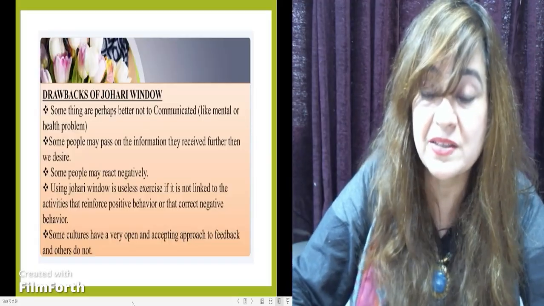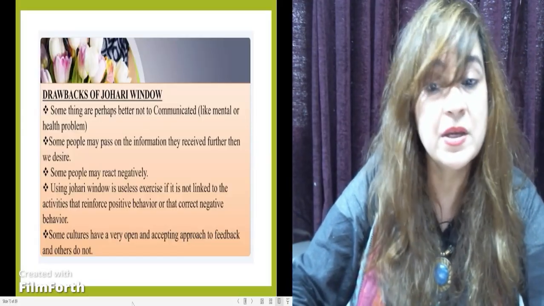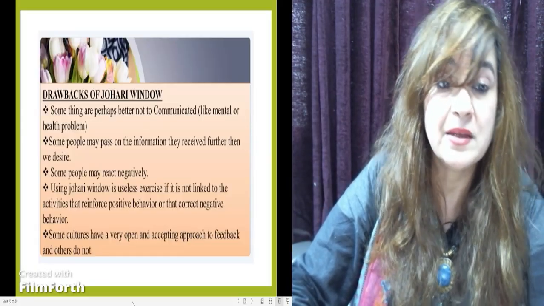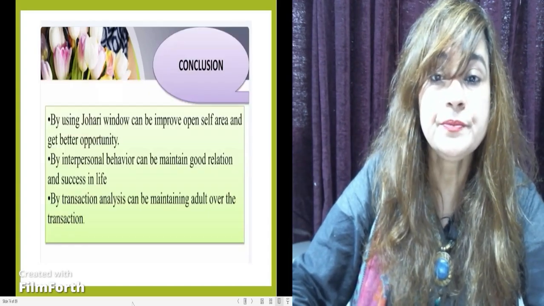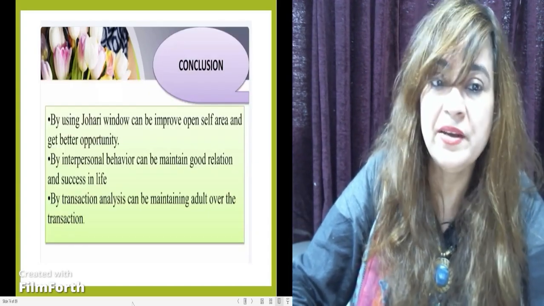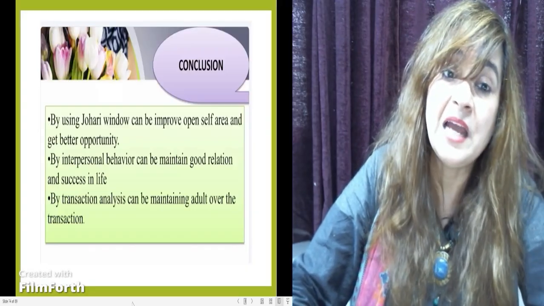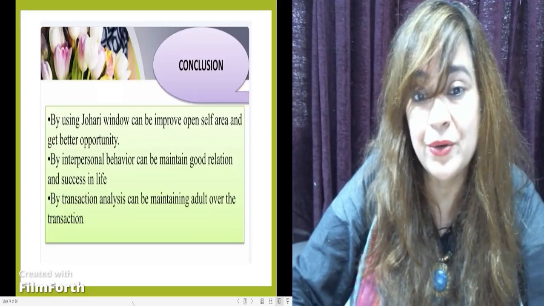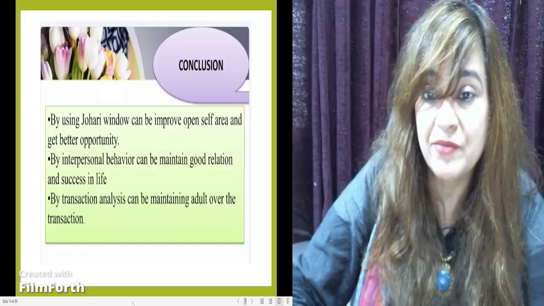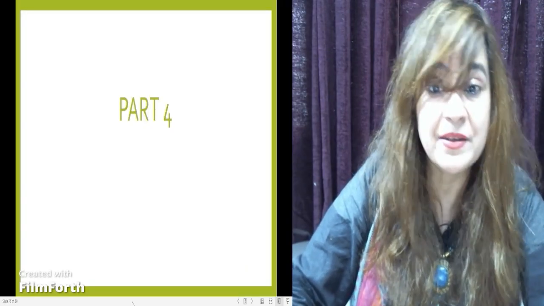If anybody gives us any feedback, we need to reinforce and correct and take feedback and have open relationships. This can improve the open self area and also interpersonal relations. We can have very good relations. We can have lifelong friends through the Johari window, friends for life, who can correct us, who can make our life better.